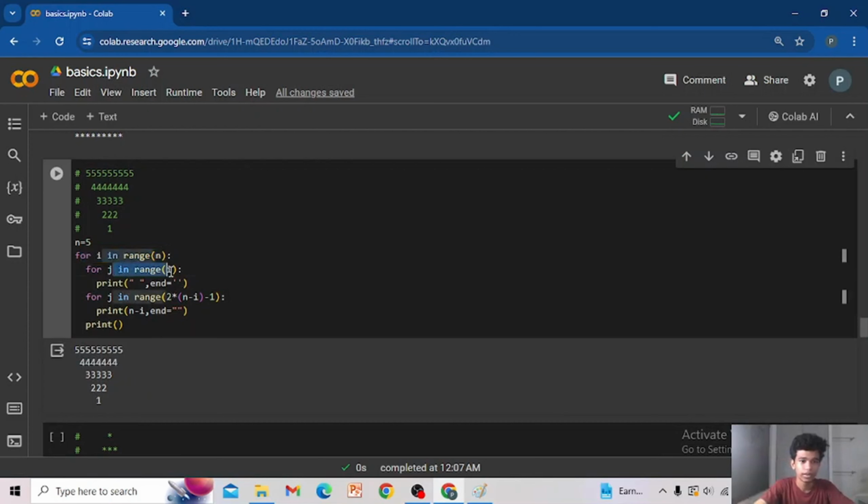Now for j in range of I, I have told you, right, how many spaces you want to print up to I. Initially 0 space, 1 space, 2 space, 3 space and 4 space, and then print just space. Then for j in range of 2 into n minus I minus 1. Why did I use minus 1? Any guess? See here, instead of this I can also use this one.